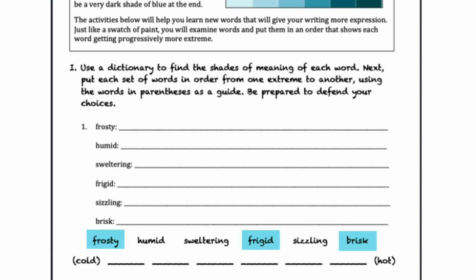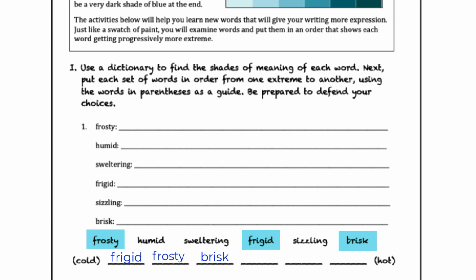And again, they may debate with each other or in their own minds. Well, frigid and frosty, which one is the most extreme cold? And whatever they decide is fine. They may say, okay, frigid. Okay, that's the coldest. Then they put frosty. Then probably brisk would be third.